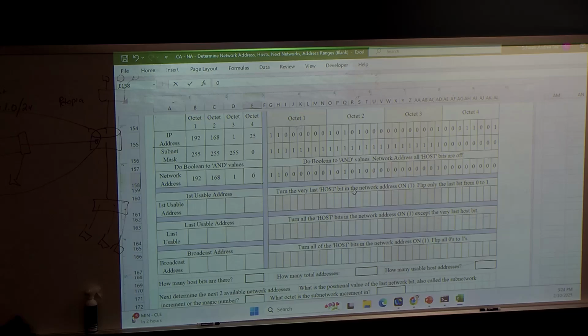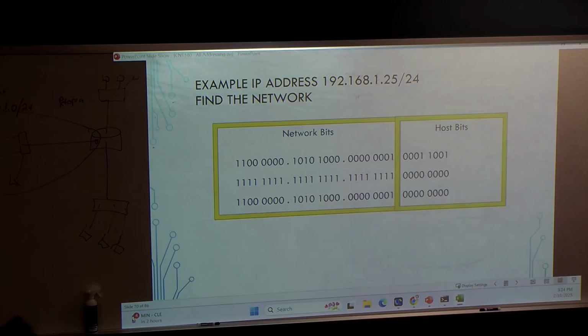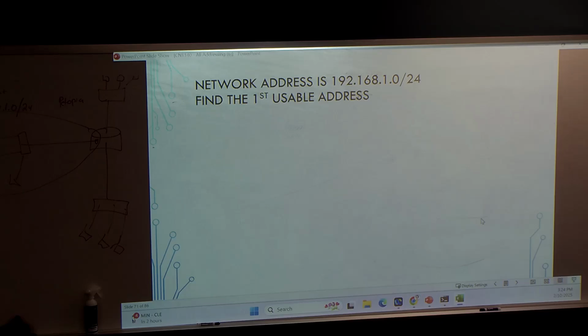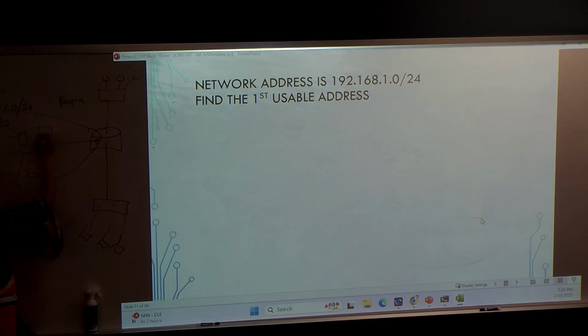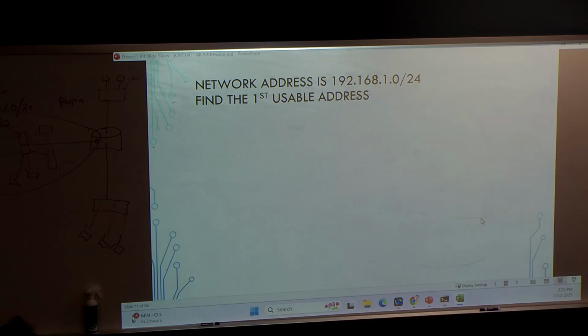Okay. Now let's look at the next piece of this. The next piece is we need to find the first usable address, because we need to know what addresses I can assign to my default gateway and to my computers. And maybe I have a printer, and maybe I have a server. I might have a cash register, right? I have these different things. So we need to know what the range is.